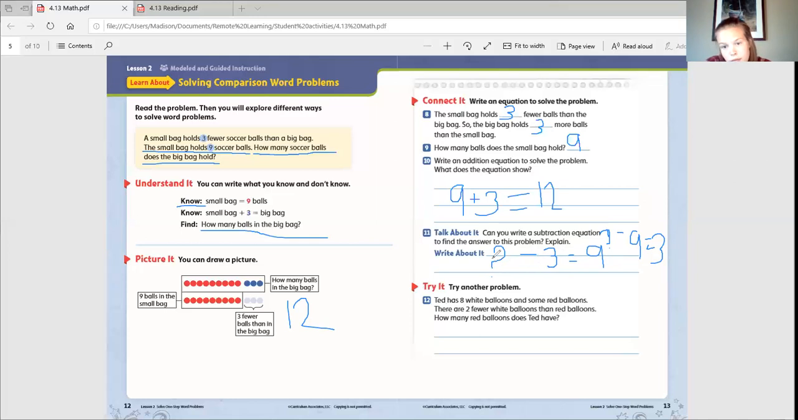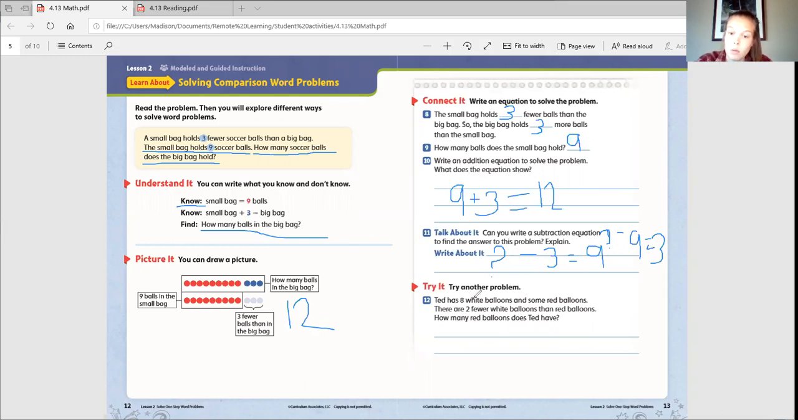So let's stop right there. Okay, now I'm going to read this next problem and I want you to try to solve it. You can pause the video and try to solve it and then come back on for me to show you the answer. So I'm going to read it to you and then hit pause to go and solve it.